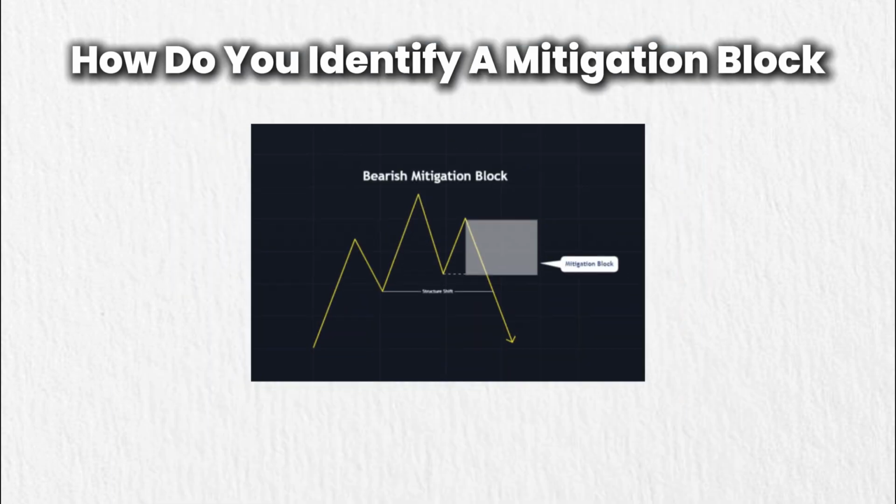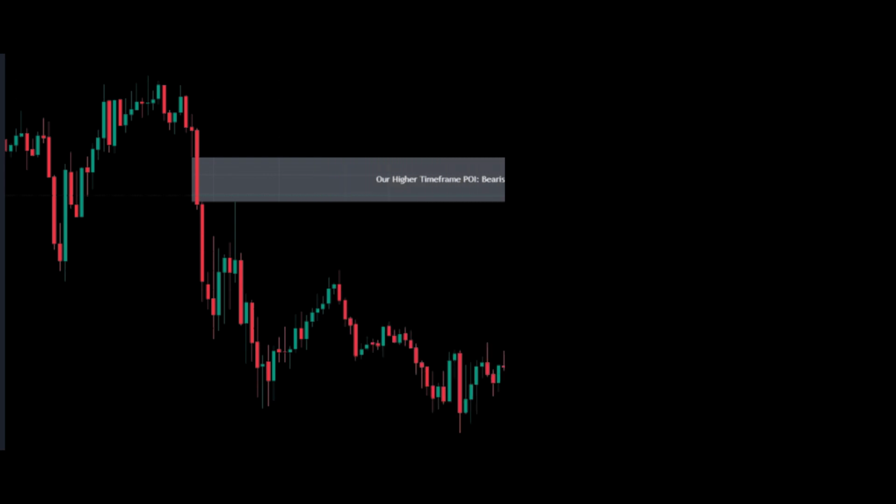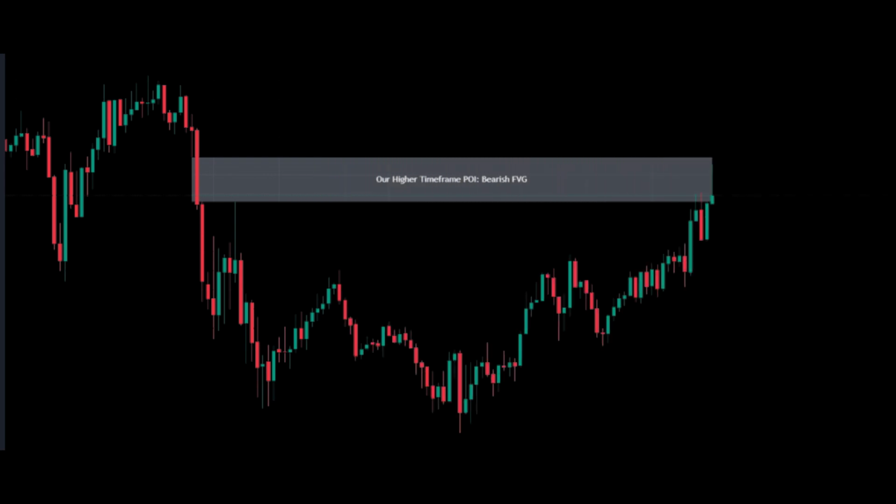How do you identify a mitigation block? Identifying the mitigation block is relatively easy. Let's show you how. 1. Higher time frame point of interest. The first step in identifying a mitigation block is to identify a point of interest on a higher time frame. This point of interest could be an order block, fair value gap, rejection block, or any important level where you may expect a reversal. This higher time frame point of interest adds confluence to your mitigation block.